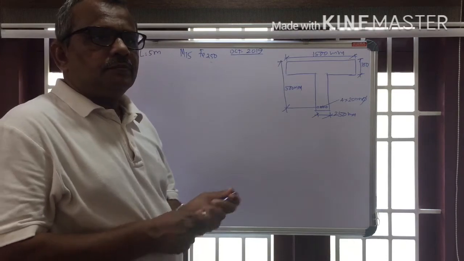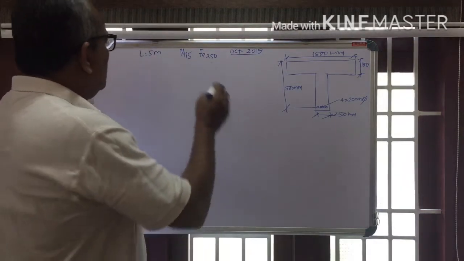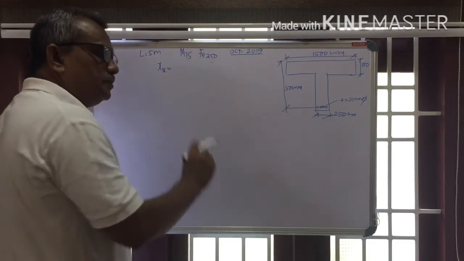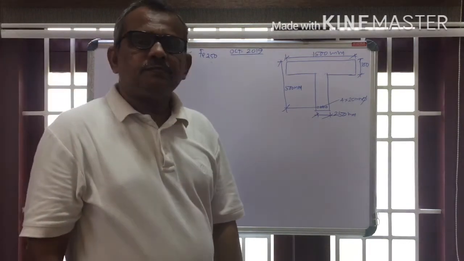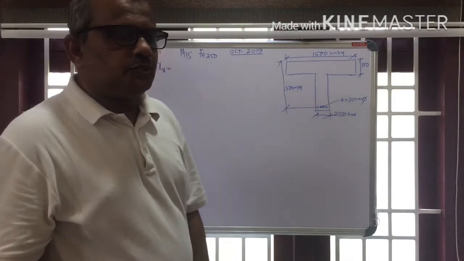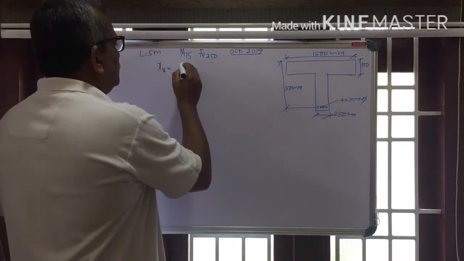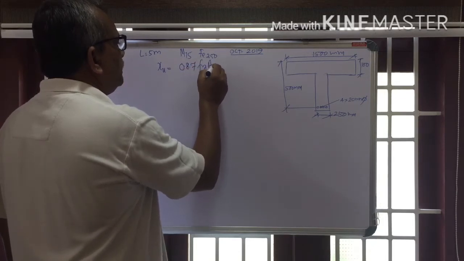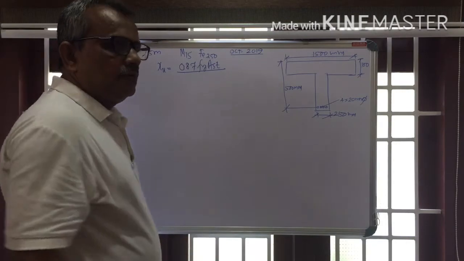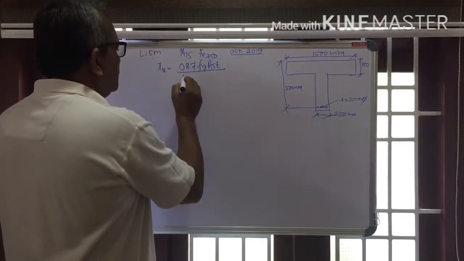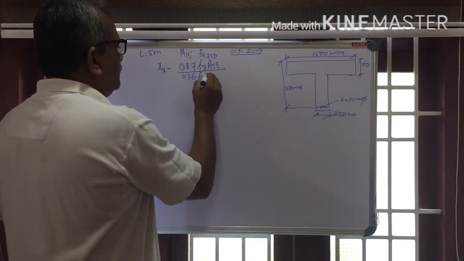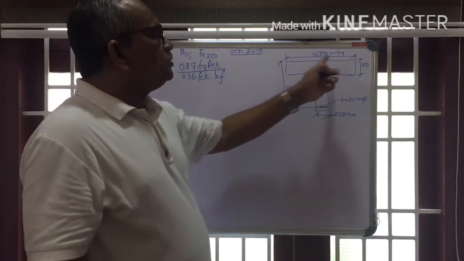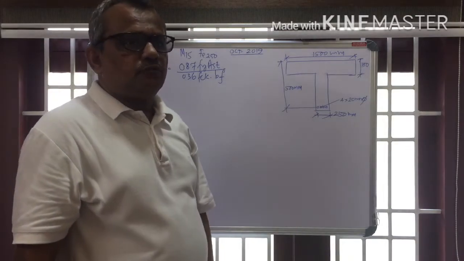As usual, first find out the depth of neutral axis XU. Right, you know, XU is the notation for neutral axis. What is XU? XU is equal to, you know from the code, the formula 0.87 Fy into AST divided by 0.36 FCK into BF. Here B means width of the flange or breadth of the flange.